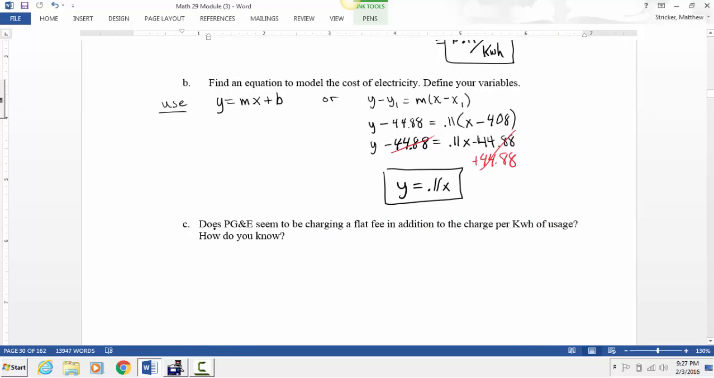And that kind of brings us to part C. Does PG&E seem to be charging a flat fee in addition to the charge per kilowatt hour? And the answer is no, because there is no Y-intercept.